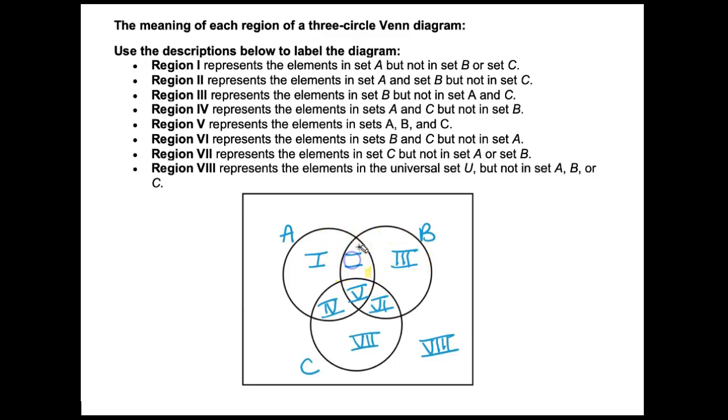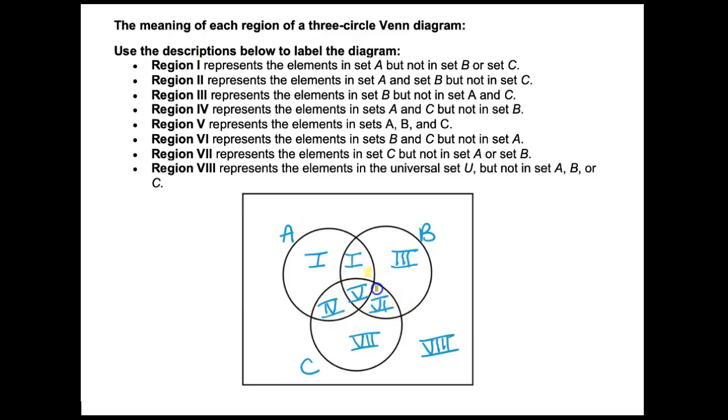Okay, erase that. Region 3 would be this region right here. That region would be elements that are in B, but not sets A and C. And then region 4, we're looking at this region right here, would be elements that are in A and C, but not B. And then region 5 would be right here, elements that are in A, B, and C, since that's where all three circles overlap.